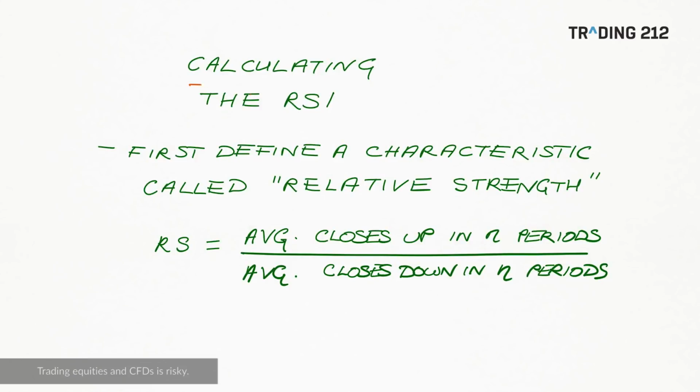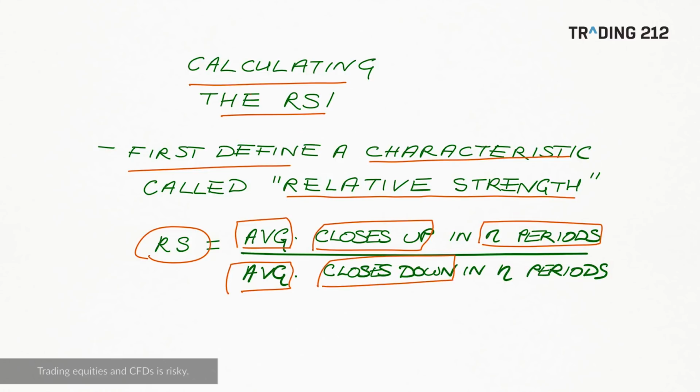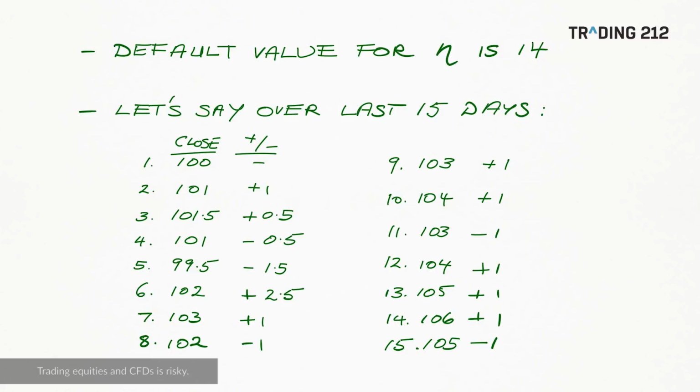When we're calculating the RSI, we need to first define a characteristic that is called relative strength. And the relative strength equals the average, the arithmetic mean of the closes up over our n periods of time. And then we divide that by the average of the closes down over that same period of time. So as I said before, the default value for n, the number of periods, is 14. That's the number that was recommended by J. Wells Wilder, the person who invented the RSI.